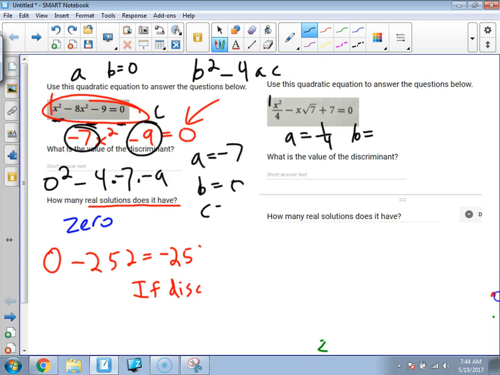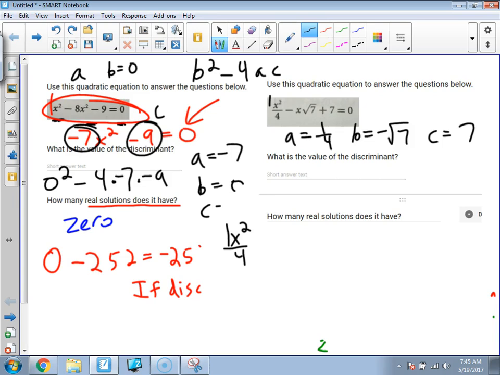So why is it 1/4? That's a good question. Because technically x squared over 4 means 1x squared over 4. So we have b. B is equal to, careful, don't say just root 7. It's going to be negative root 7. So b is equal to negative square root 7, the number attached to the x. And c in this problem equals 7.